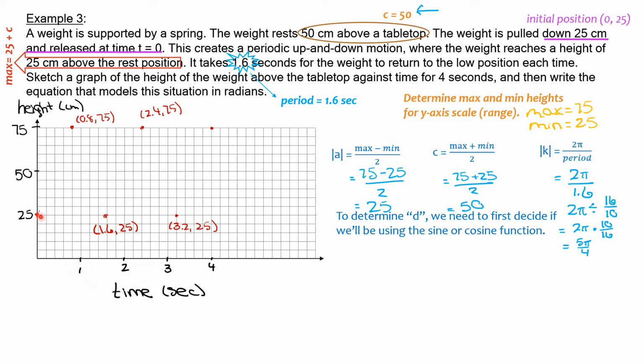And of course, beautifully, it hits in between, halfway between a max and a min. So between 0 seconds and 0.8 seconds, halfway between 0 and 0.8 seconds, I'm going to be on my equation of the axis. So that means I'm at 0.4 seconds, I'm going to be at 50.